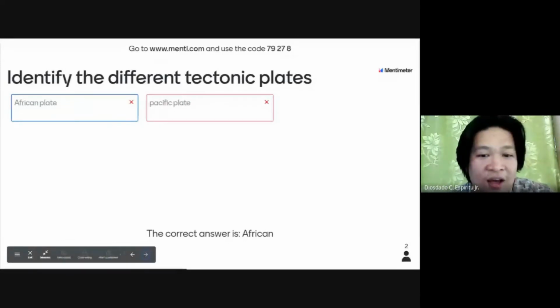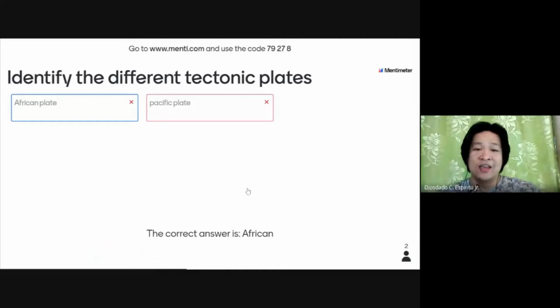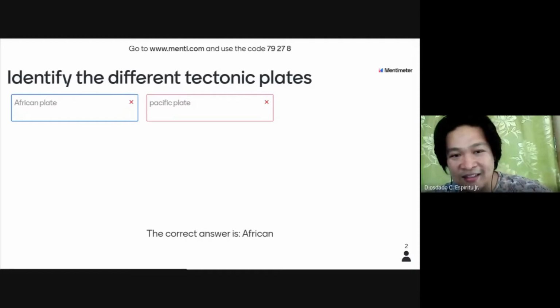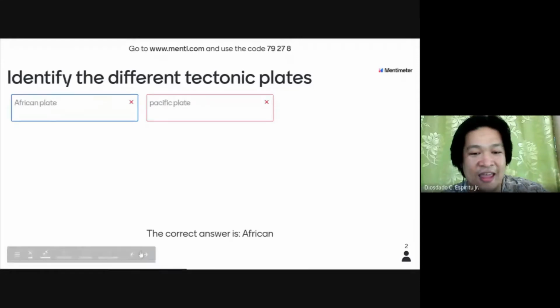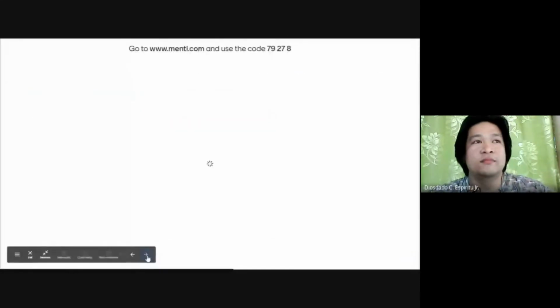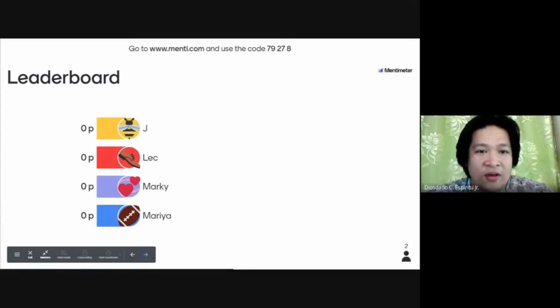Sorry, guys. As you can see, I forgot to tell you that you don't need to write the word plate. Just the name of the plate. Don't include the word plate in your answer, for the system to check if it is correct or wrong. Sorry. Next. It seems that most of you are not yet familiar with the different plates. So, leaderboard. It looks like we're just starting. Let's start over with this next question.